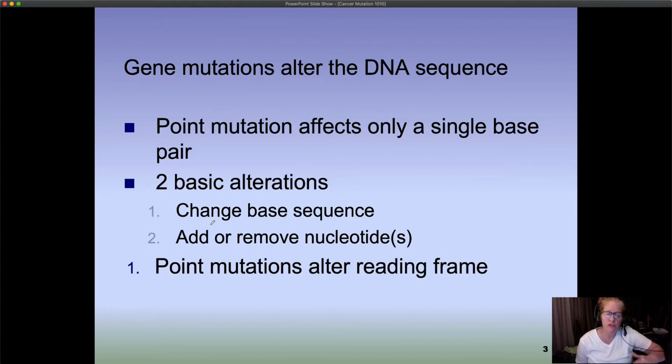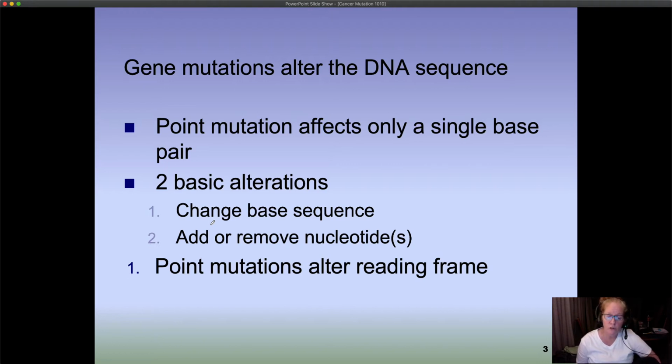So gene mutations alter the actual sequence of the DNA itself. This can occur within a structural gene, in a non-structural gene, and also in promoter sequences, operators, enhancers, silencers, anywhere in any portion of the genetic material. Now, a point mutation is a mutation that affects a single base pair. Usually it's some type of addition, deletion, or substitution.